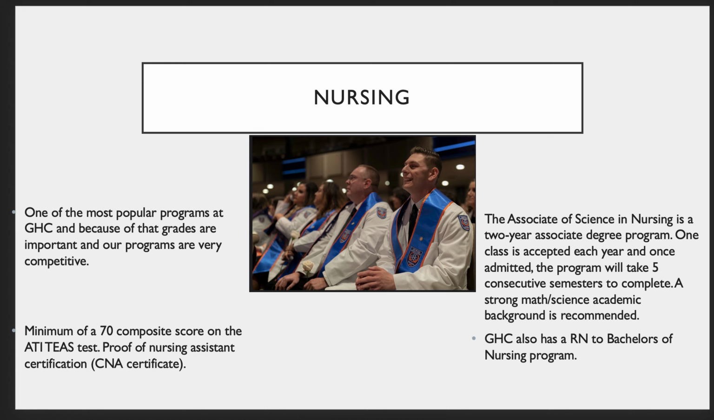The Associates of Science in Nursing is a 2-year program. Once you're admitted, again, once every fall, we take a group of students that work through this together. It does take 5 consecutive semesters to complete. And again, you need that strong background in math and science. And then we also offer the Bachelor's of Nursing program that you can do fully online once you've been an RN and you are in the workforce.